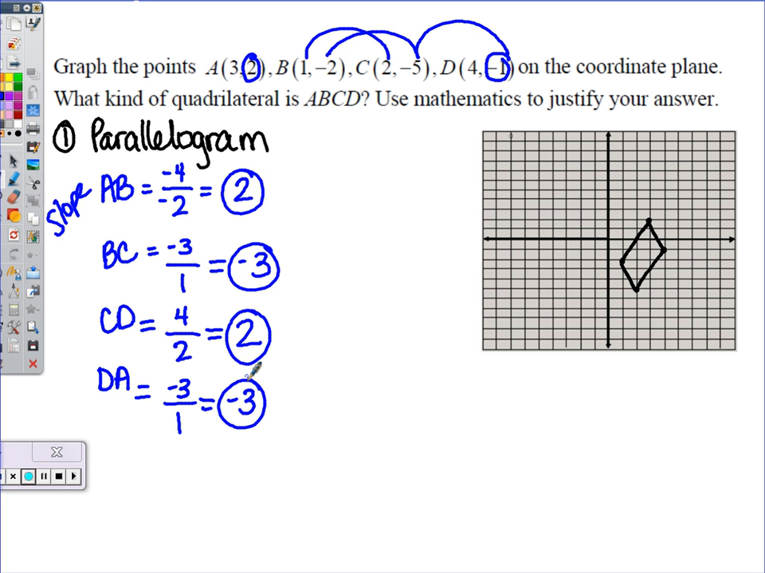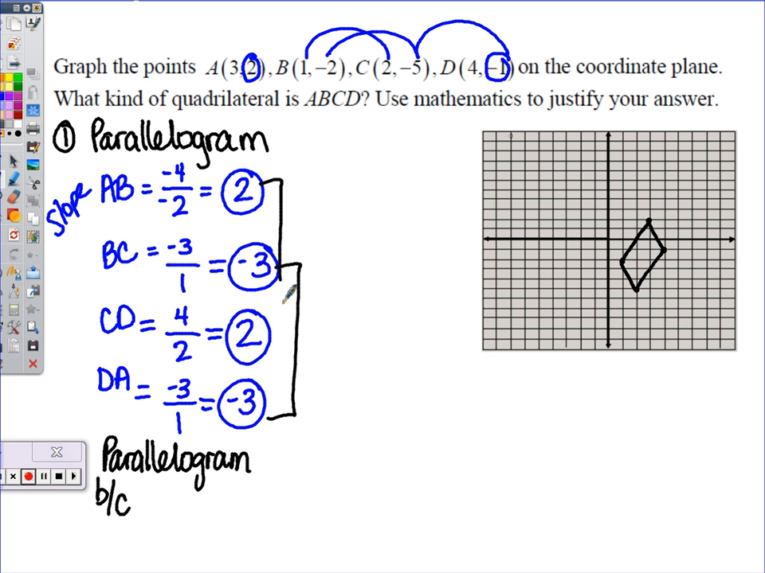So far, I have now proved that, yes, this is a parallelogram, because it has 2 pairs of parallel sides. Now, I kind of feel bad stopping right now because I kind of wonder if it could be a rhombus. But let me just tell you what I would do.